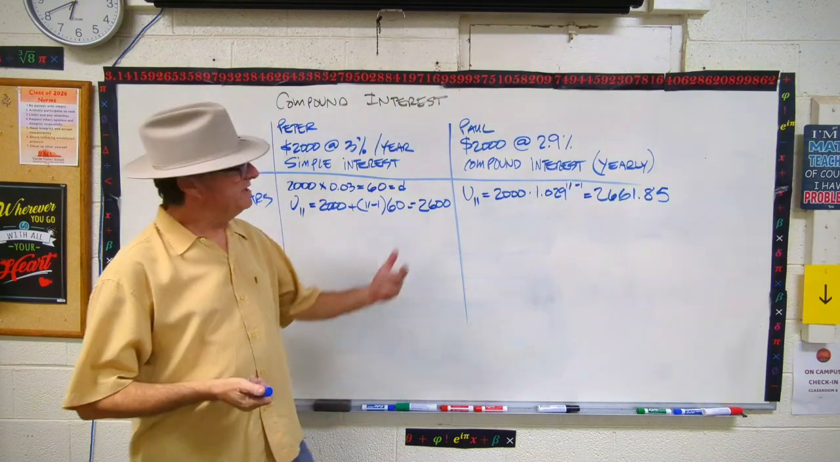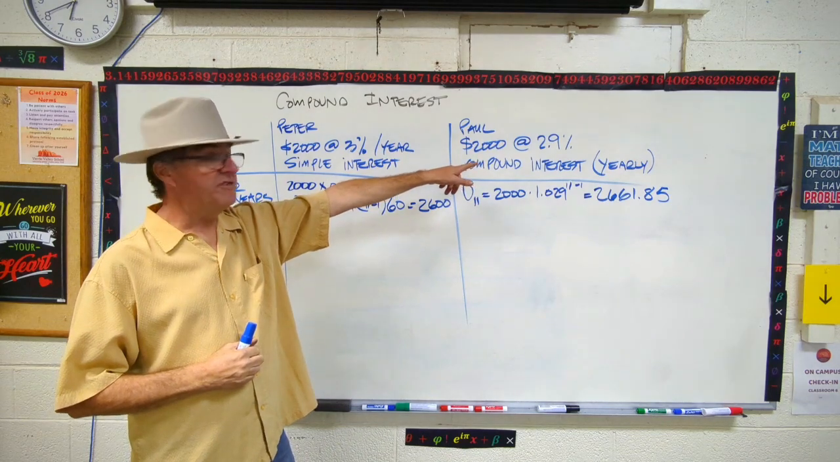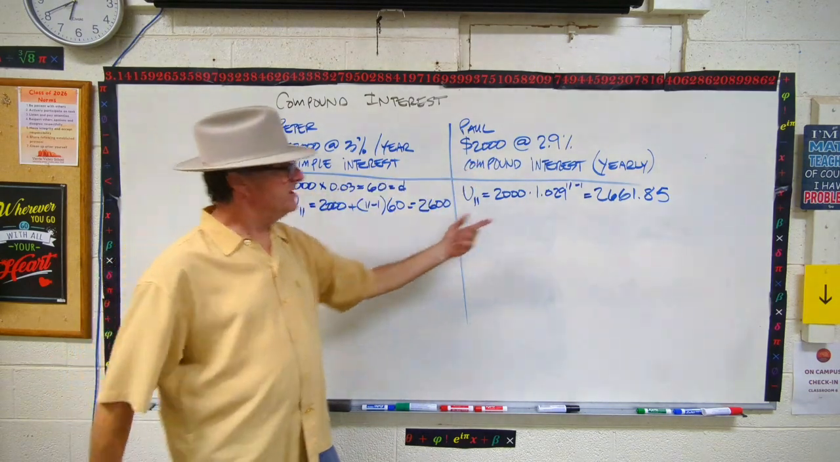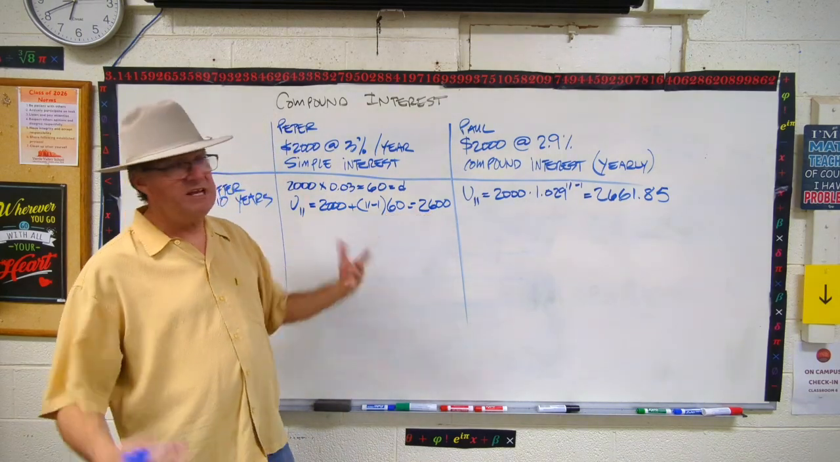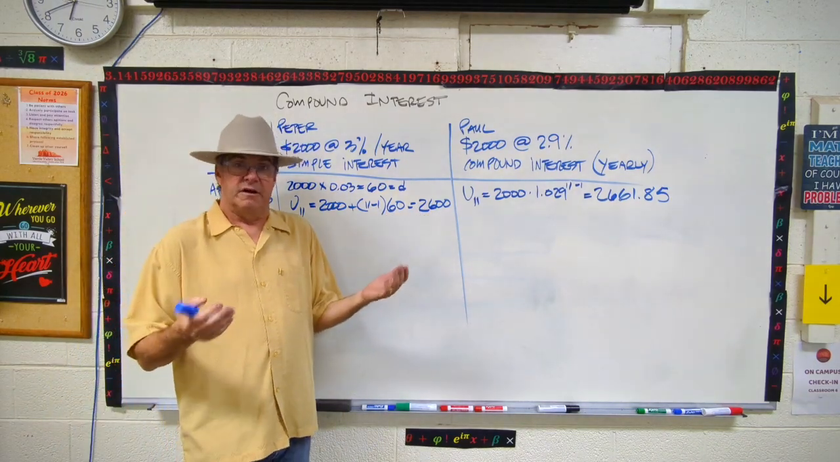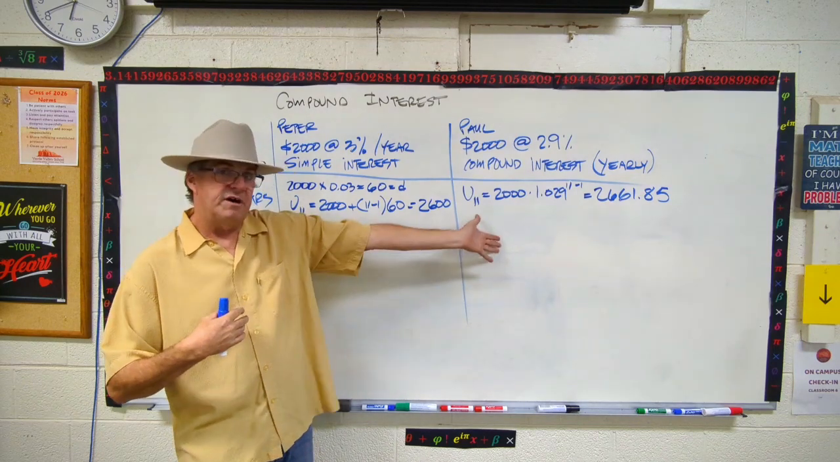So check it out. Even though this is a lower interest rate with compound interest, we actually made more money. We made $61.85 more. Okay, so I don't know about you, but I'd rather have compound interest.